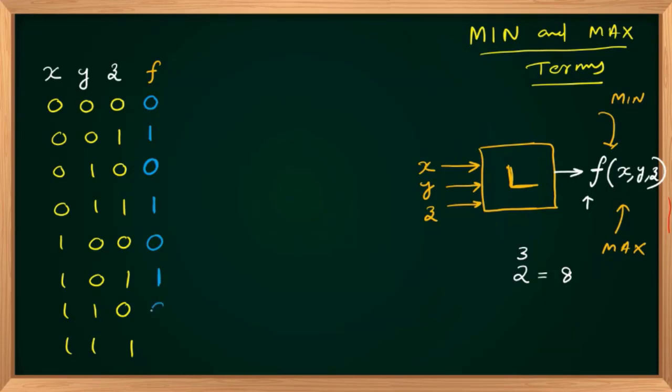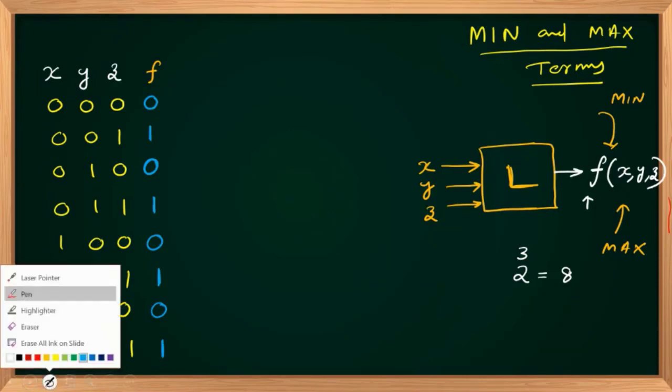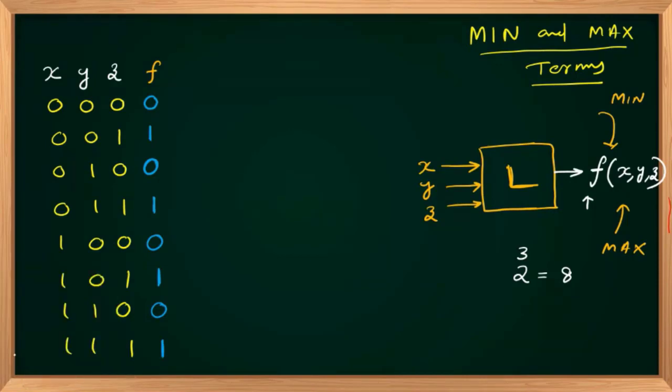For 1, 1, 0, I'm assuming f should be equal to 0. And my requirement is output equal to 1 if x, y, z are 1, 1, 1. So these are my requirements. Then I should logically express the function f. I can use either min terms or max terms. So before that, I should define what a min term is or what a max term is.